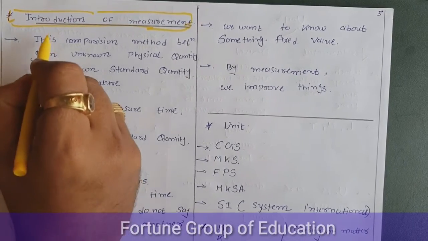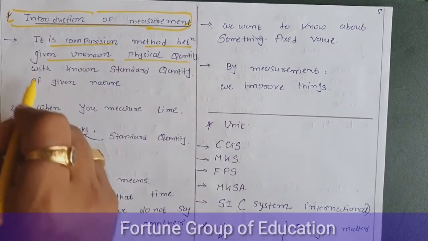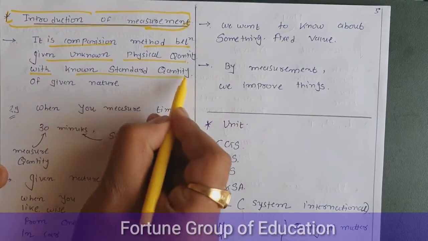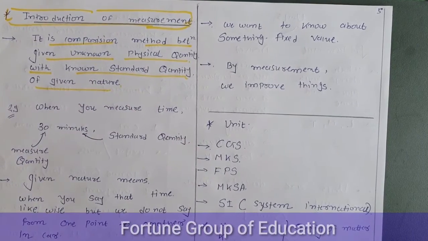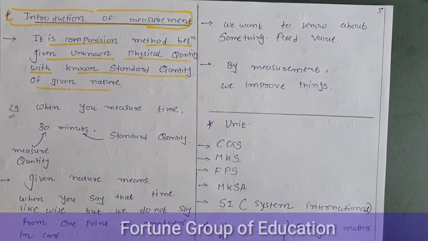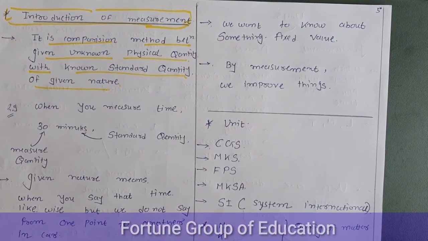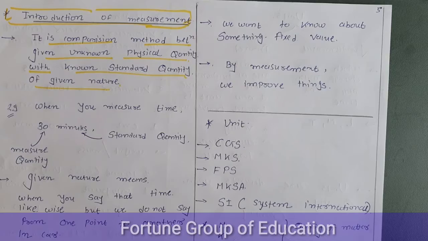Once again, it is a comparison method between a given unknown physical quantity with a known standard quantity of a given nature. What is this thing? So I will give you an example. Now, for example, I will relate the definition. It is a comparison method between the given unknown physical quantity with a known standard quantity of a given nature.